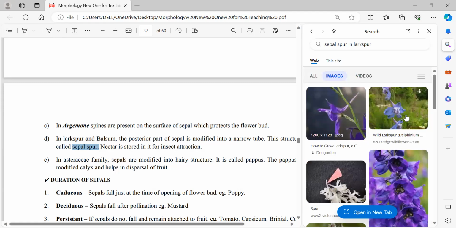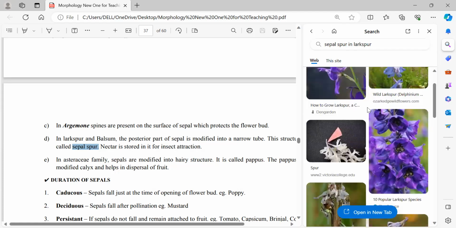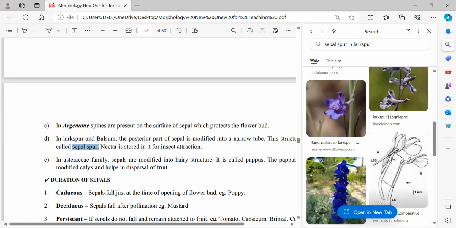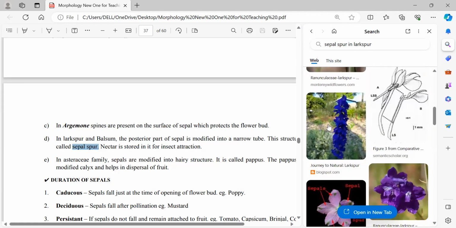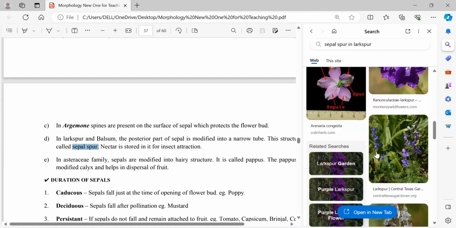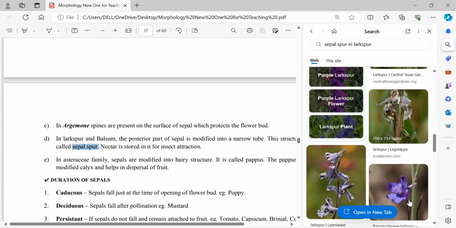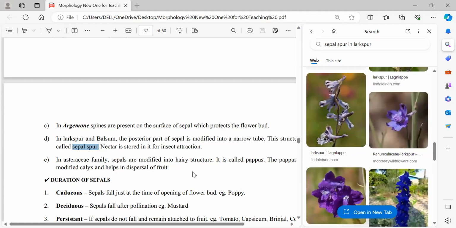देखिए, सेपल्स पेटल जैसे बनते हैं यहाँ पे. This is an example in Larkspur, जहाँ पे ये सेपल्स होते हैं प्रोटूबरेंस. और जो फंक्शन यहाँ पे देखो, सेपल्स का function is to attract insects. किसी ने देखा है Larkspur? इसको इसी वजह से Larkspur कहते हैं, क्योंकि इसमें ये सेपल प्रोटूबरेंस होता है.